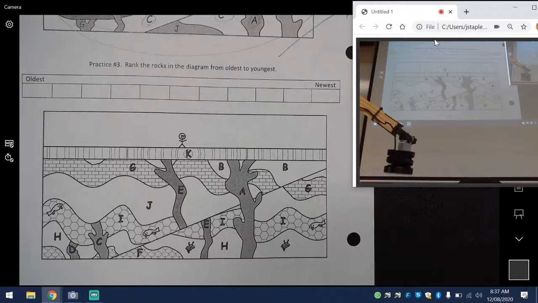After H, if you go up, what's the next layer? Right on that. So you have C. So the thing about I and C, you look at C, it cuts through I. So if it cuts through something, what was there first? Does it cut it or does it get cut? Right. So I would be older than C. If we do a few of those.